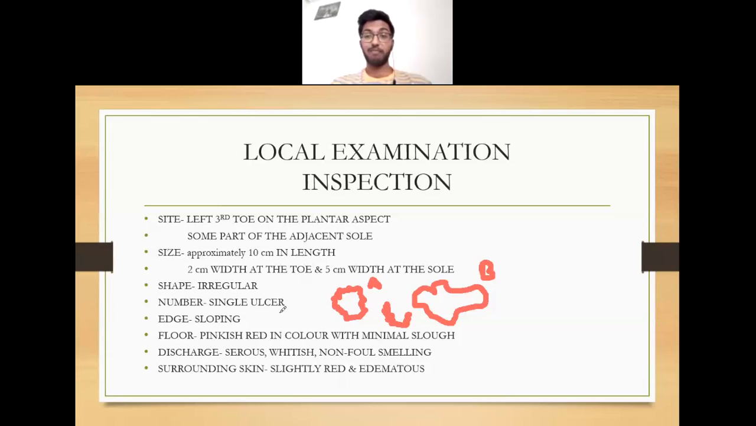You told the edge is sloping. So what is edge? The part of the ulcer that connects the floor to the margin of the ulcer. So there should be a comment on the margin. How do you comment on the margin? Whether it is regular or irregular, then whether it is inflamed or not. Whether there is any inflammation of the margin and the surrounding.